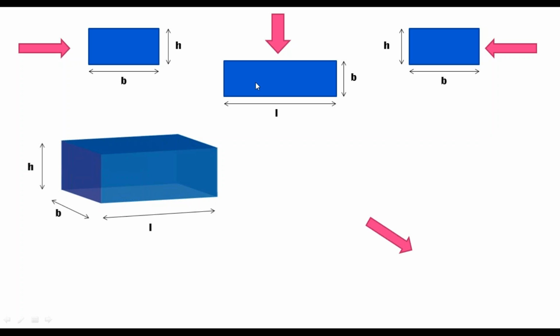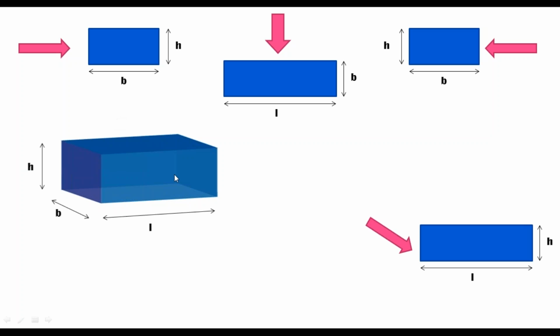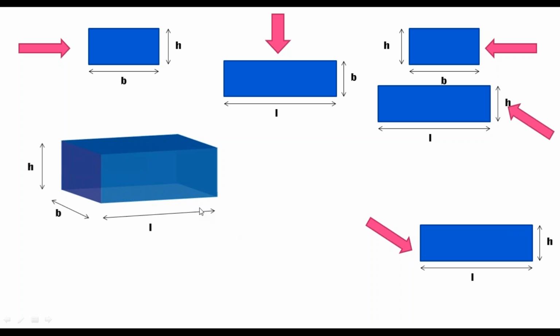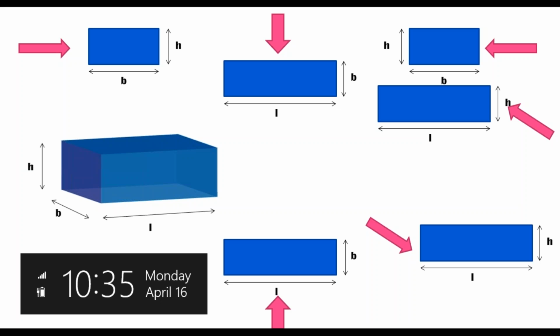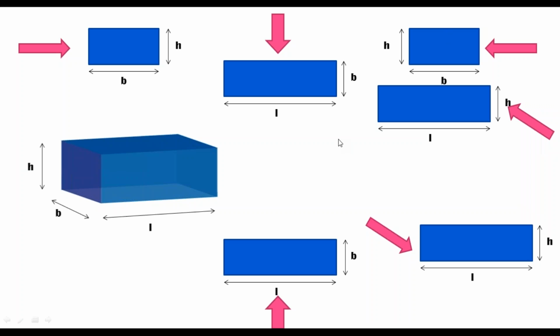In a similar manner, if we look at this cuboid from backward, we will again see a rectangular plane here with length and height. Again, if we look at the front view, we will get length and height over here, right? And if we check out the bottom view of this cuboid, we will find this particular rectangle, along with length and breadth, right?